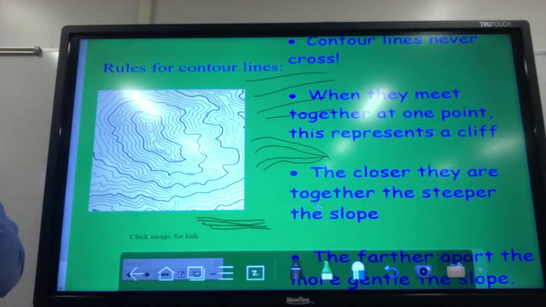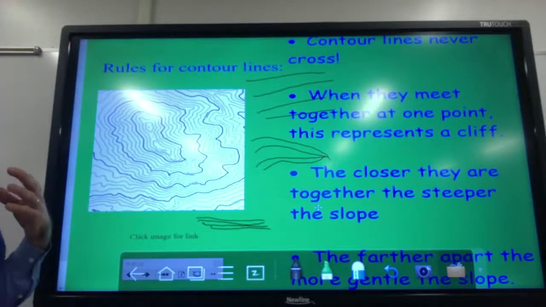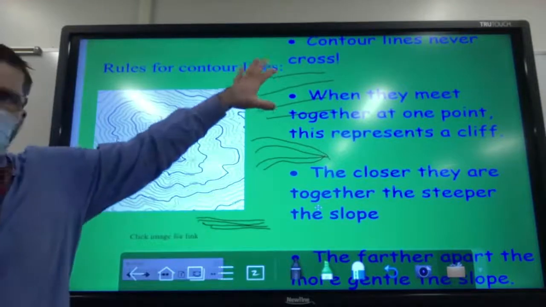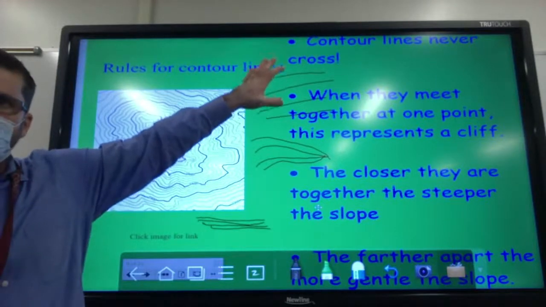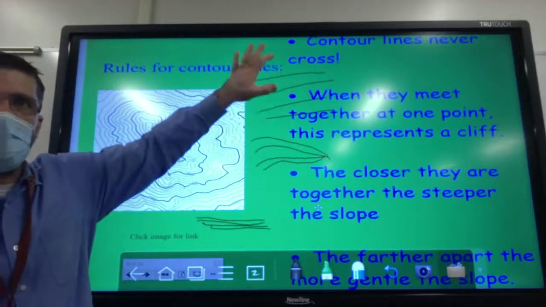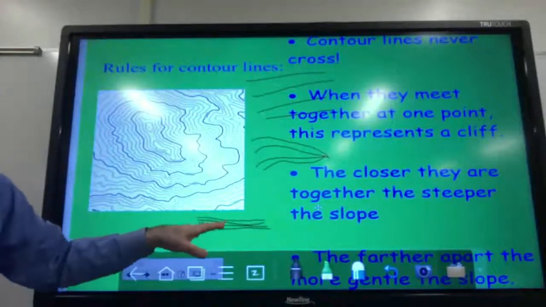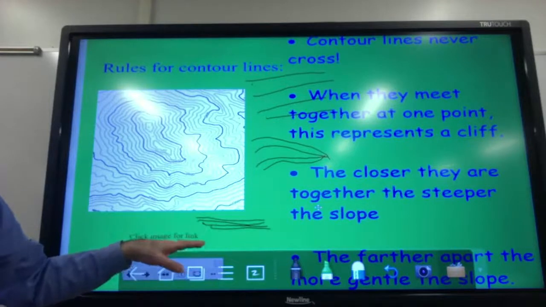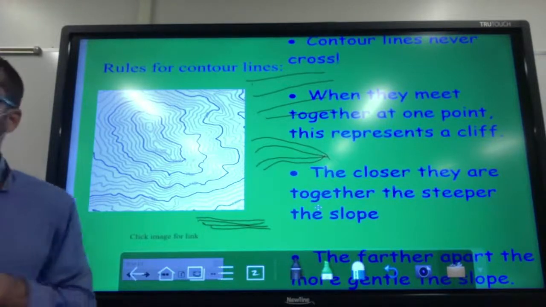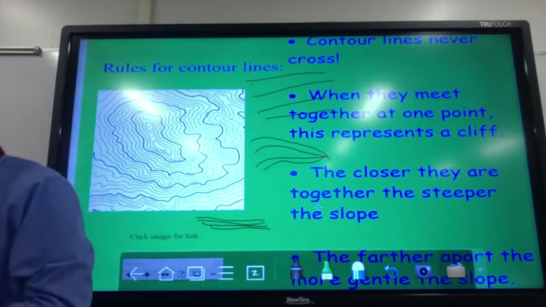I don't know if it was with this class or another class, but somebody who is an avid hiker will want to work on a side of a mountain that has this type of spacing in the lines, because they know it's a more gradual slope. They want to avoid the very, very steep slopes. All right? Does everybody understand that? The closer they are together, the steeper the slope. The further apart they are, the more gradual the slope.